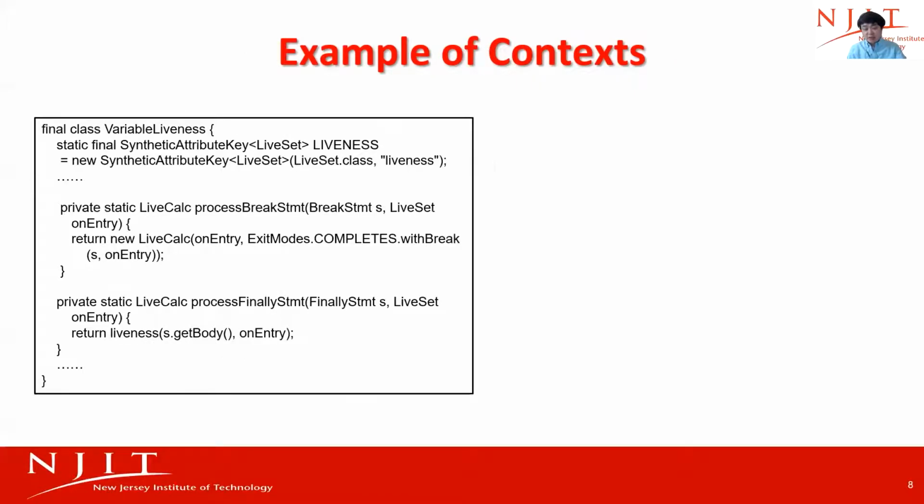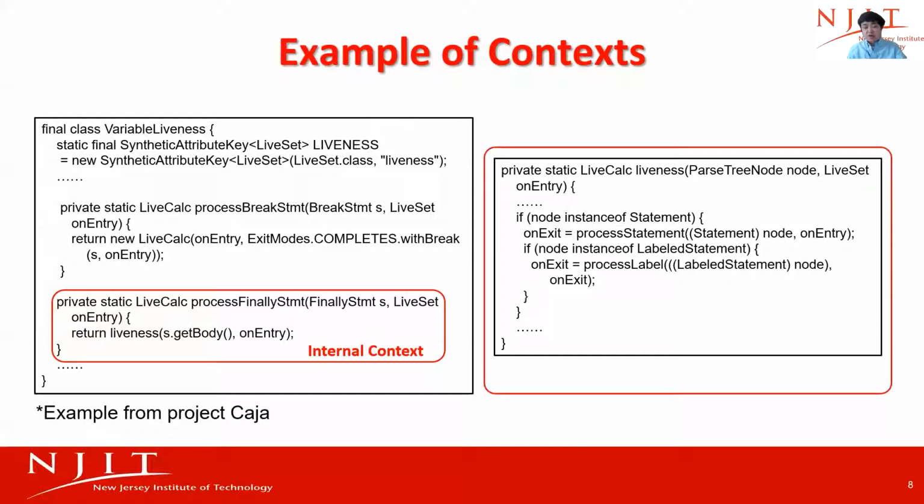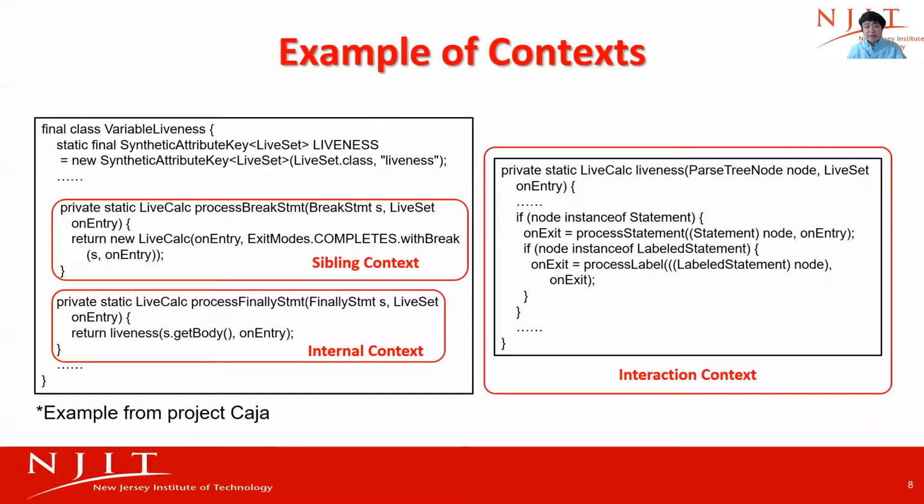We use an example to explain that. First of all, our main method is processFamilyStatement. The method body of this method, including the return type and the input parameter types, are all combined together as the internal context. And inside this method, they call another method, which is liveness. So liveness is the callee of processFamilyStatement. All the callers and callees of our main method, we call the interaction context. Next, the third type of context: in the same class, the variable liveness has some other methods such as processBreakStatements. These methods we call the sibling context.